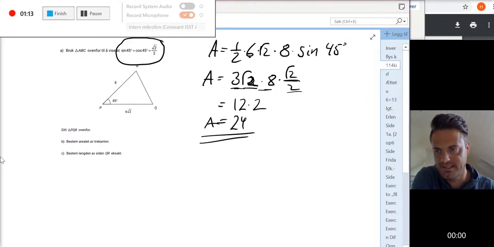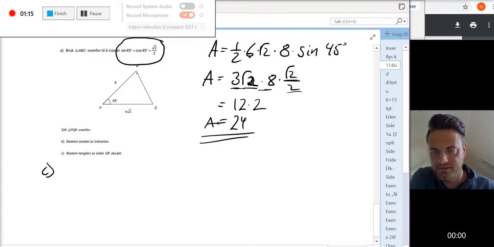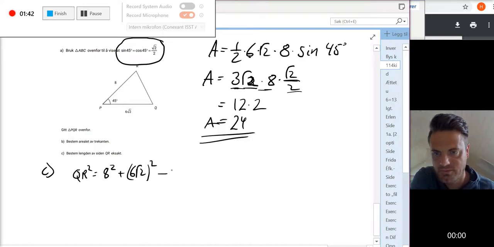And then exercise C here. Find the length of QR. And this is not the right angle triangle, so we need to use sine rule or cosine rule. We cannot use the sine rule, because then we have to know one angle and the opposite side. But we can use the cosine rule, and we can say that QR square is equal to 8 square plus 6 times square root of 2 square minus 2 times 8 times 6 square root of 2 times cosine of the opposite angle of QR, which is 45.